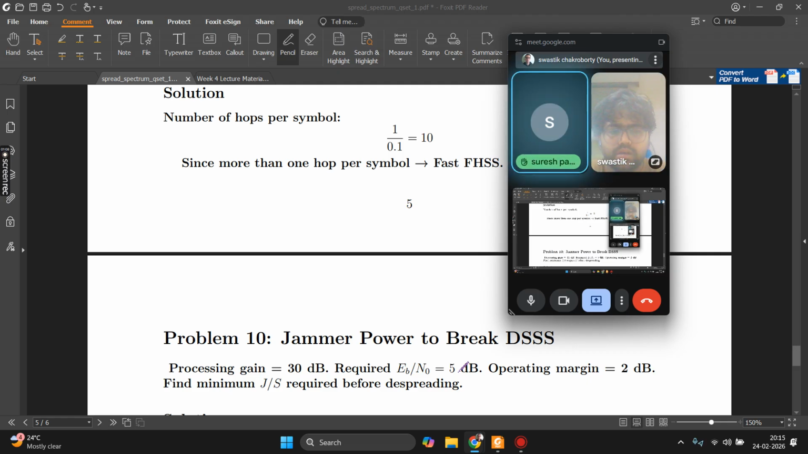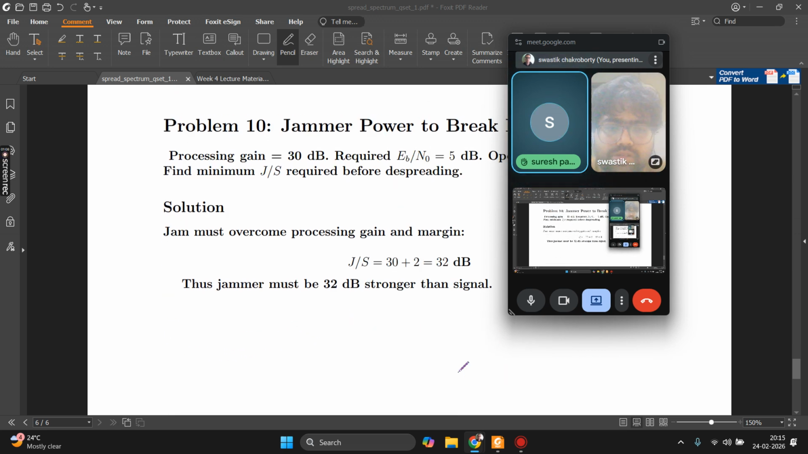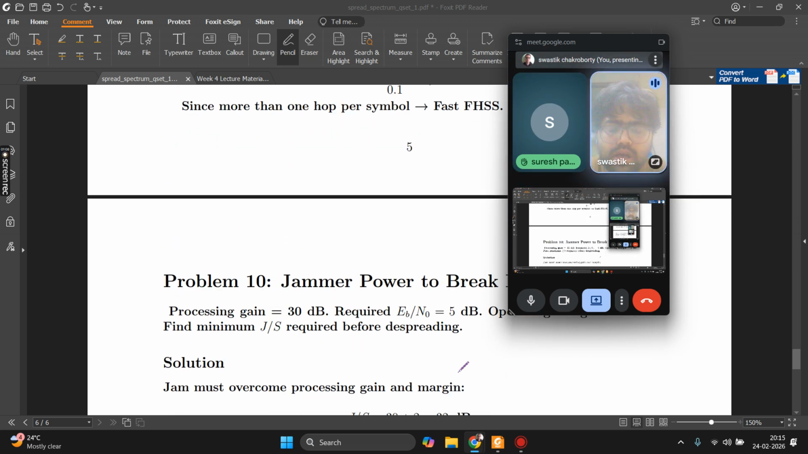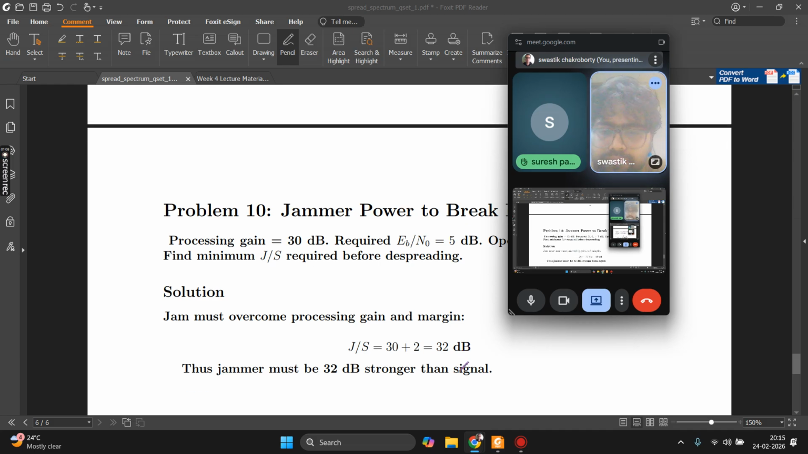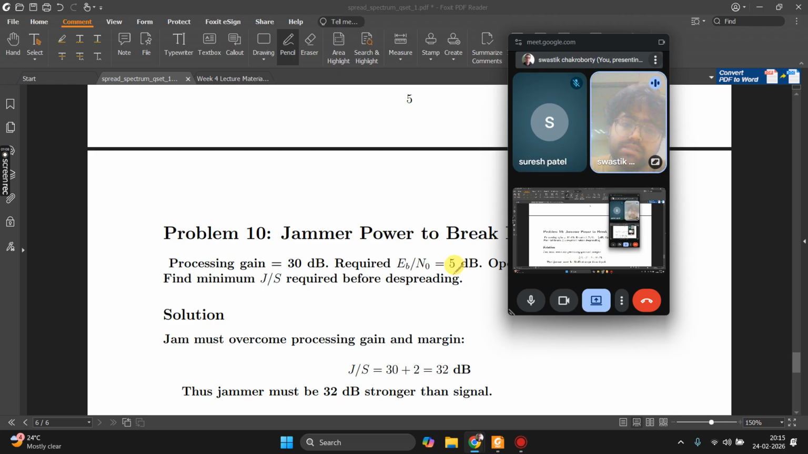23 dB. So 30 dB processing gain and margin. But the thing is, this communication Eb/N0.